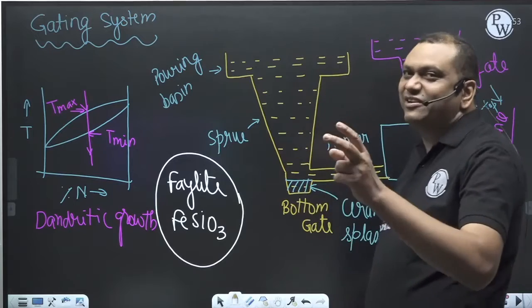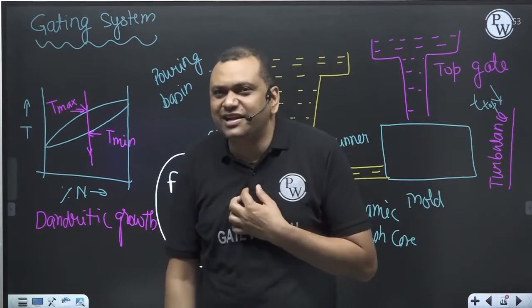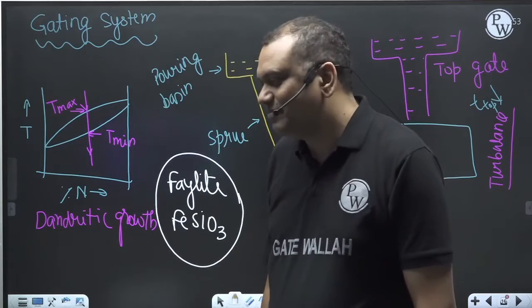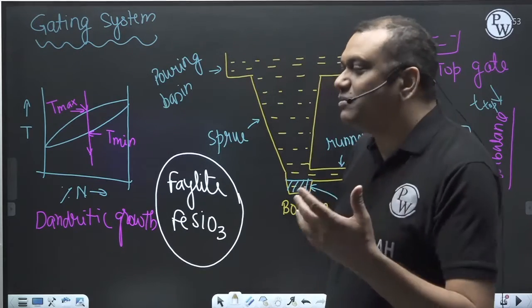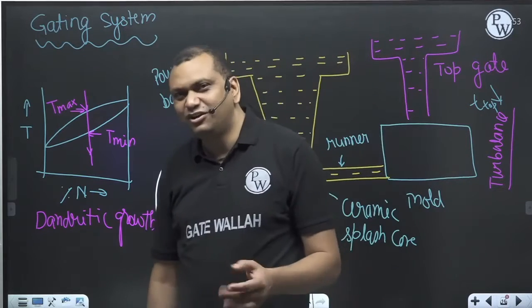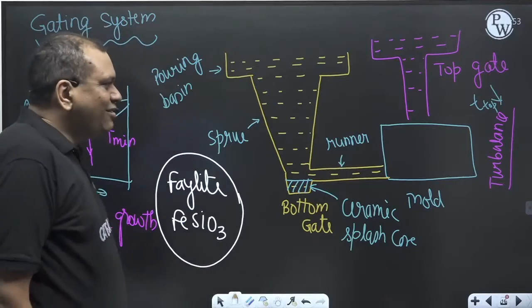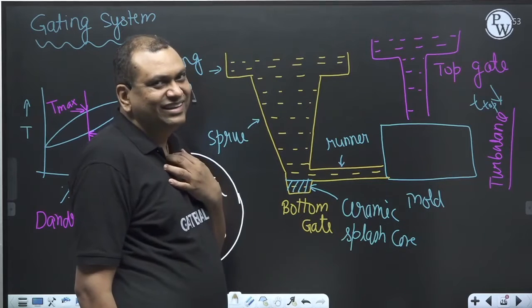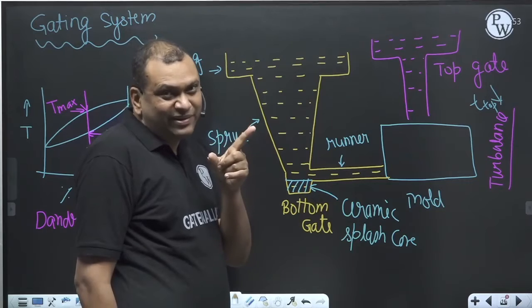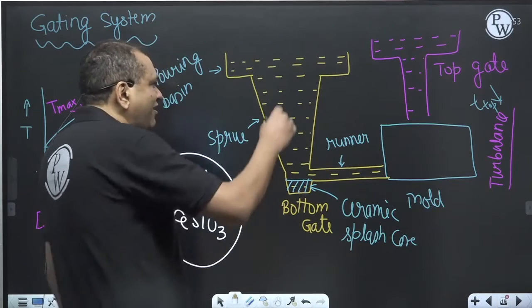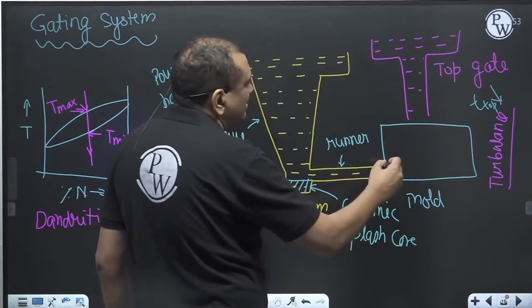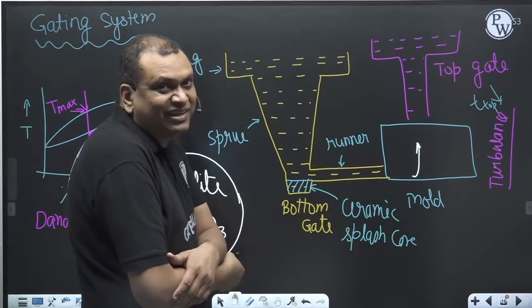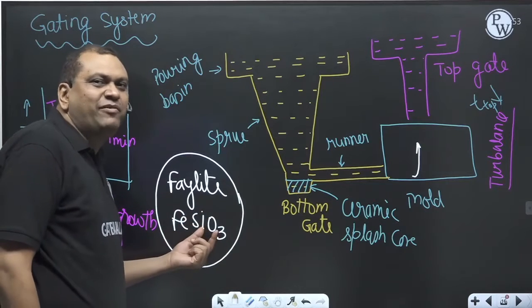So for the top gating system, one advantage and one disadvantage. The advantage is that the feeding time will be less, so dendritic growth possibilities are very low. The negative thing is that it leads to turbulence, and that leads to production of ferrite. Now, the bottom gating system: feeding time will be more, so dendritic growth may happen. But because we are feeding through the bottom, the level of liquid metal will rise in the mold cavity from bottom to top, so turbulence will not be there. So ferrite possibility will be very low in the bottom gating system.